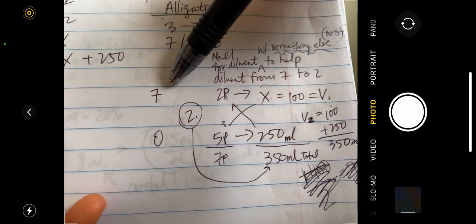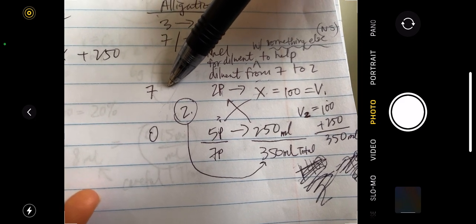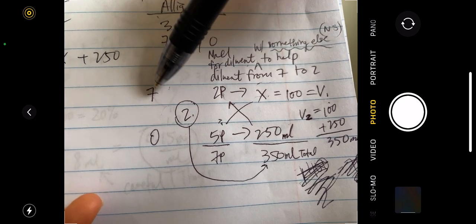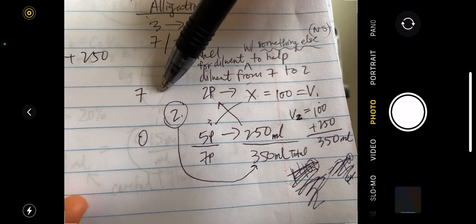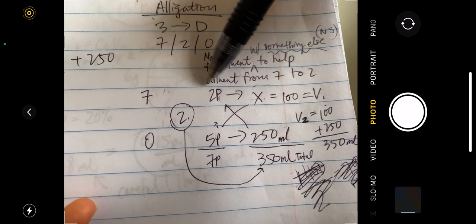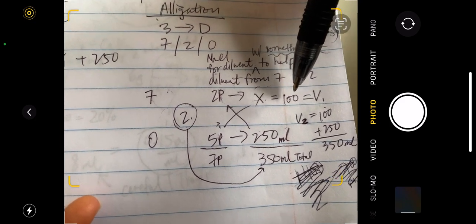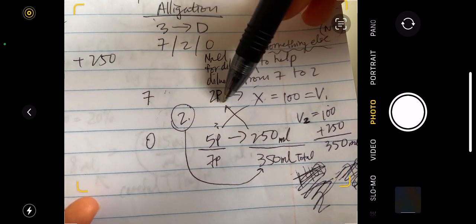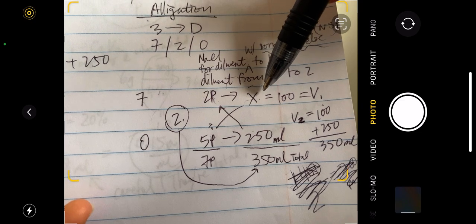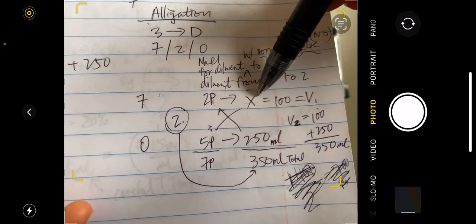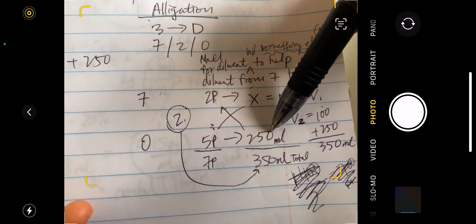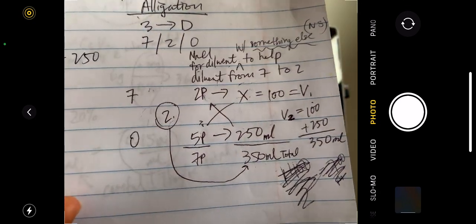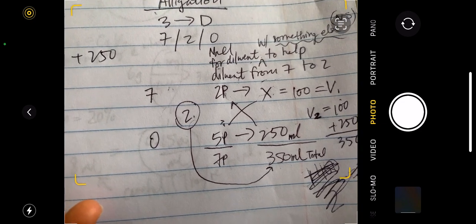The question is asking how many milliliters of 7 milligrams per milliliter, right? So then you take 250 times 2 divided by 5, you get 100, and 100 add 250, you get 350. So this is how you do it.